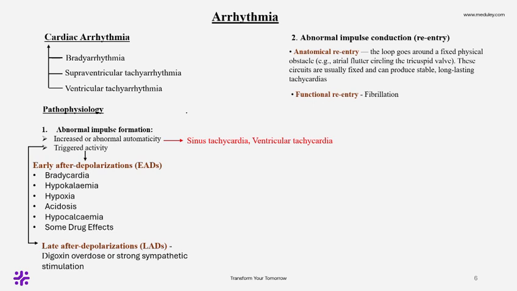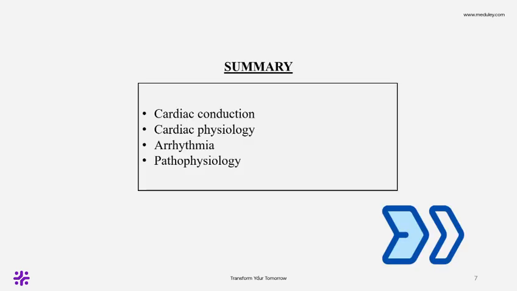I hope you understood this pathophysiology of arrhythmia. So in this class, we covered cardiac conduction, where we came to know that the SA node is the major pacemaker cell which helps in the maintenance of heart rhythm. Then we studied cardiac physiology, where we learned about the action potential of cardiac cells. Then we studied arrhythmias and their pathophysiology.